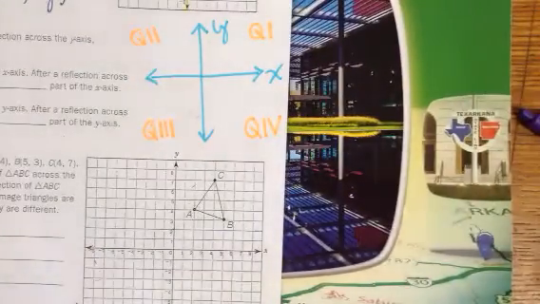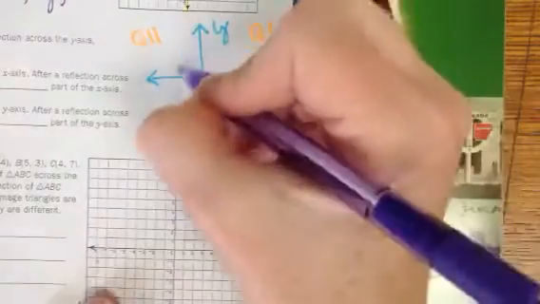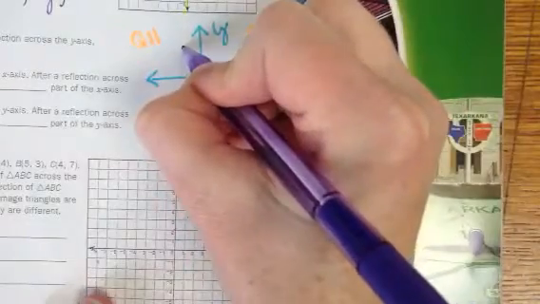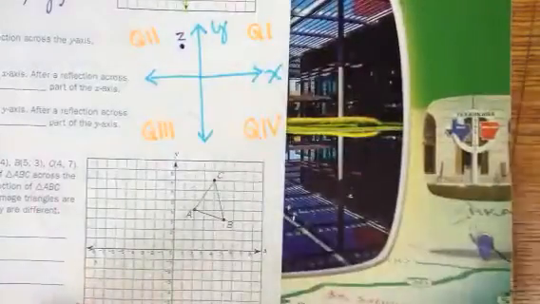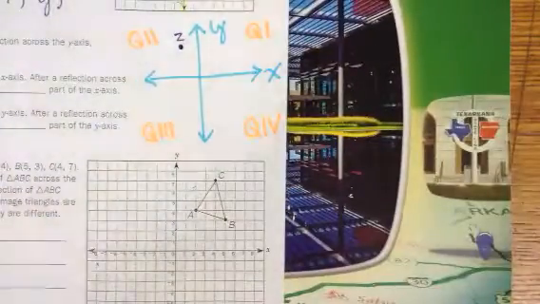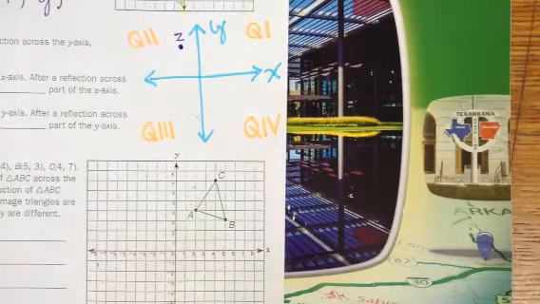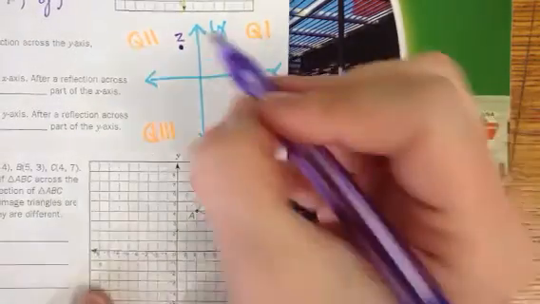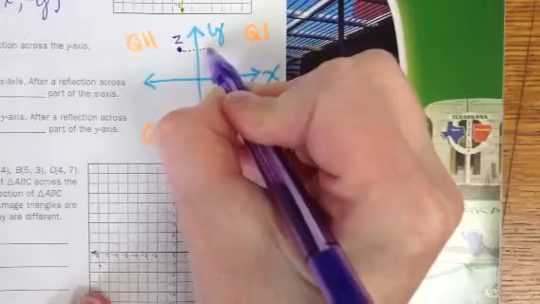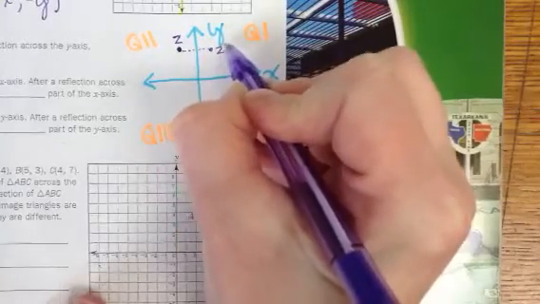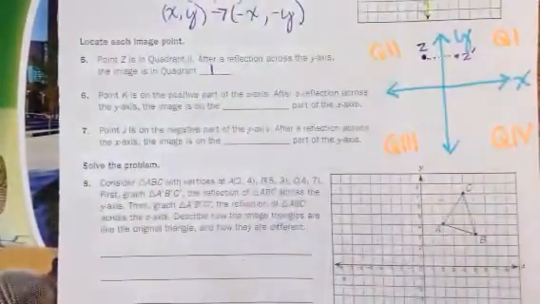They told me on number 5 that point Z is located in quadrant 2. So anywhere in quadrant 2, I want you to put point Z. It said that it was going to reflect over the y-axis, and the image point is in quadrant 1, because I'm going to jump this way to get Z prime. So on number 5, I'm going to answer quadrant 1.